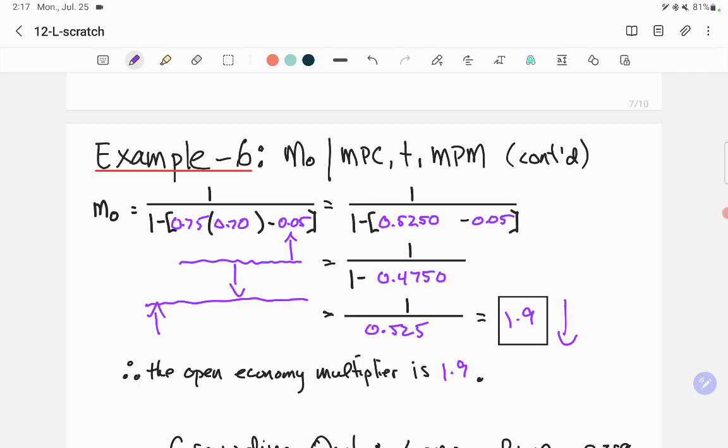Simply, more taxes or the willingness to buy more stuff from foreigners decreases the effectiveness of increased government expenditure to offset recessionary pressure.